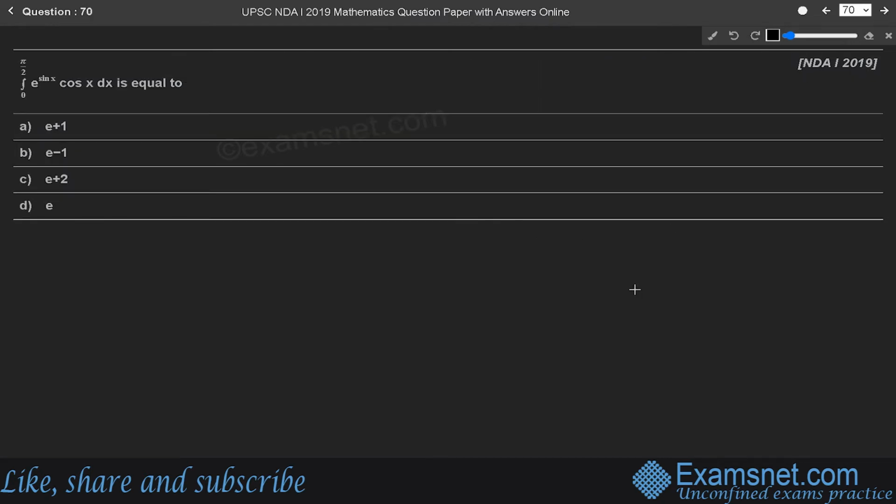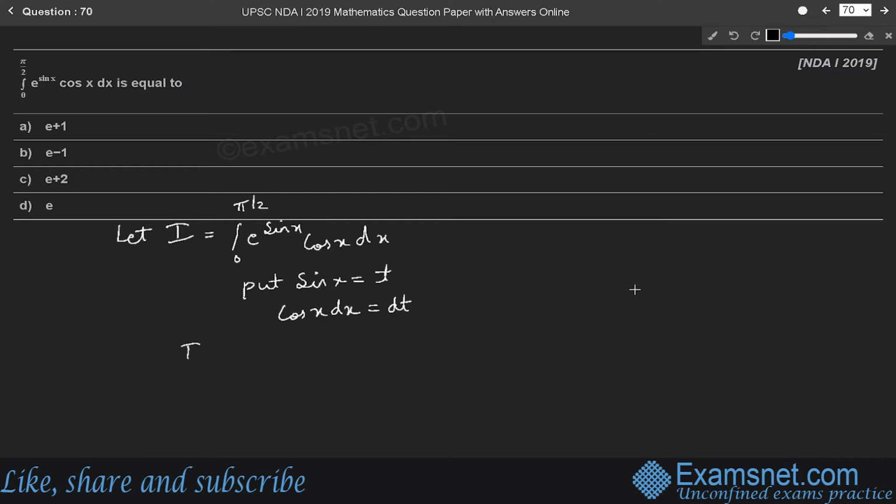Next question is, integral of 0 to pi by 2 e to the power sin x into cos x dx is equal to. We have to find the value for the given integration term. Therefore, let I is equal to integral of 0 to pi by 2 e to the power sin x into cos x dx. Now put sin x is equals to t, then cos x dx is equals to dt.